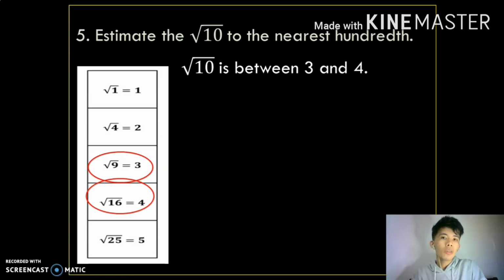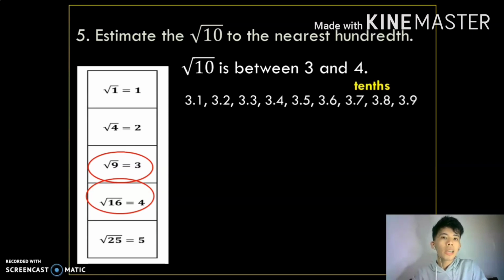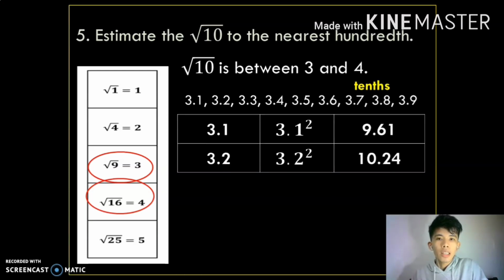Next, since alam na natin kung saan matatagpuan, kunin muna natin yung mga tenths, kasi decimals ang kailangan natin. So, ano ba yung mga tenths between 3 and 4? Assume natin 3.1, 3.2, 3.3, up to 3.9. Okay, ang gagamitin ko halimbawa ay 3.1 at saka 3.2 muna. Kapag in-square natin yan, ang sagot ng 3.1 squared is 9.61. Then, 3.2 squared is 10.24. So, 3.2 times 3.2, multiply it by itself.